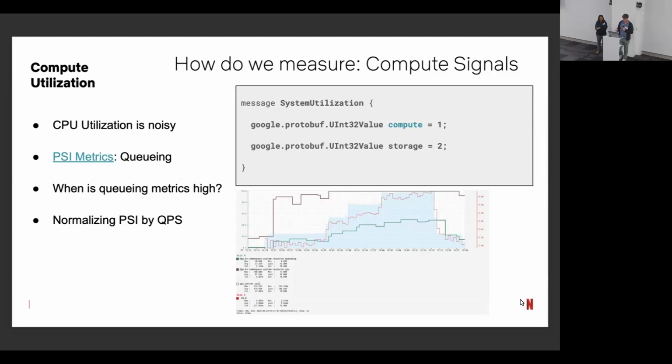So instead, we've turned to PSI metrics, which are metrics available in the Linux kernel. It stands for pressure stall indicator. These are a measure of queuing, and specifically, they measure how much time over some given interval tasks spend waiting to be scheduled in the run queue, waiting for a CPU. So the task is ready to go, but there just are not enough resources to actually execute that task. And that is really what you want to measure. We have this work we want to do, but we don't have the resources to do it. So we've found this to be a much more reliable metric.